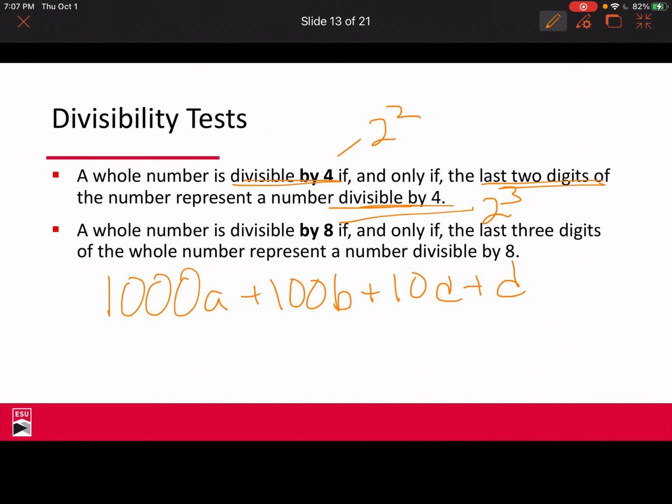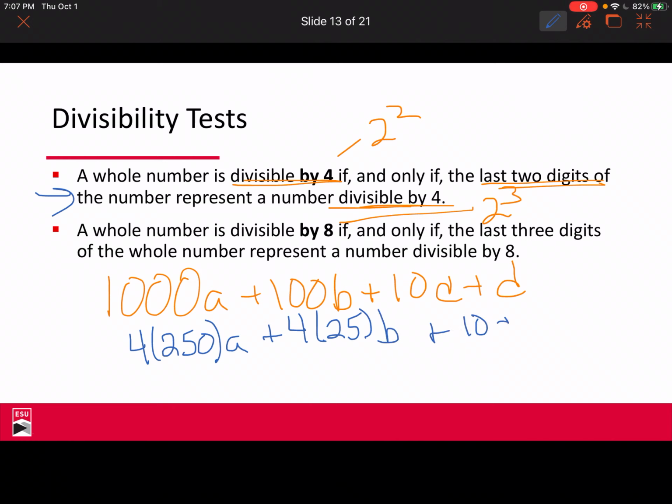4,327. And I'm going to pick 2 different colors. Blue is going to be the divisible by 4 case. Well, 1,000 is 4 times 250, plus 100 is 4 times 25, plus there's not a 4 in 10, and we don't know if there's a 4 in that. So 4 will divide this only if and only if it divides those last 2 digits, 10C plus D.